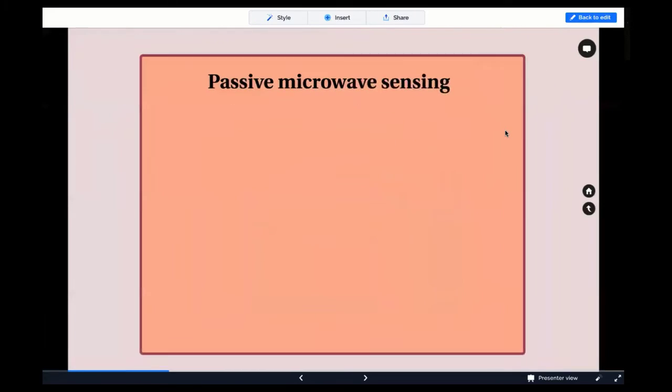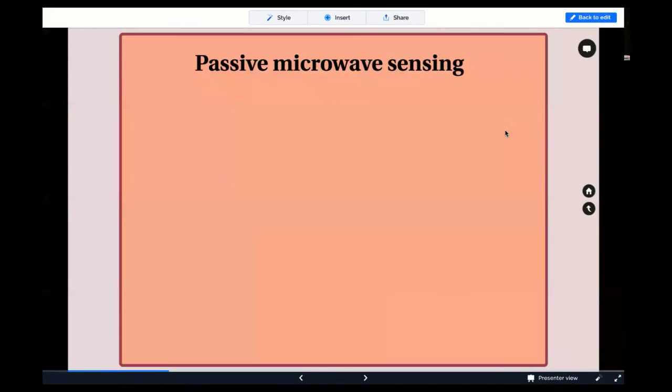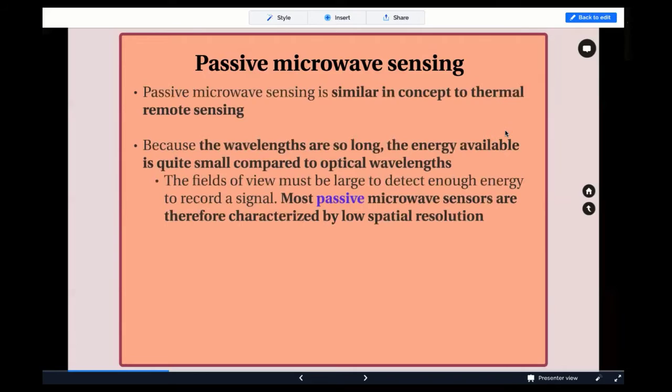So let's first begin with passive microwave sensing, because after this we'll be focusing on active. For passive microwave sensing, the whole idea is very similar to thermal sensing systems: the energy gets absorbed by an object, and later it gets re-emitted from the object. Again, because of the longer wavelengths, they have better penetration power, but we also mentioned the amount of energy. Because of the longer wavelengths, the amount of energy that can be recorded is fairly small.